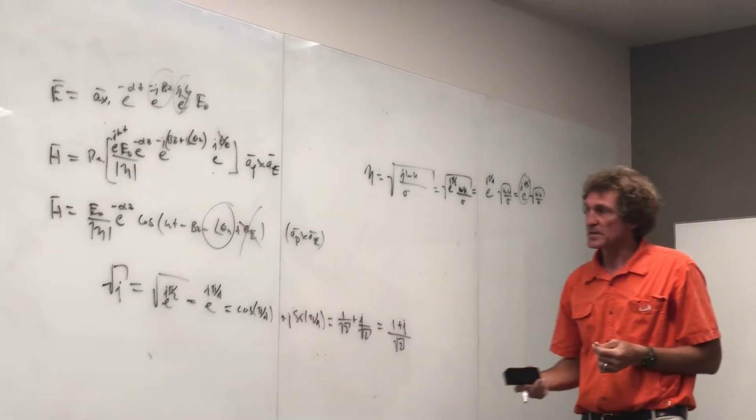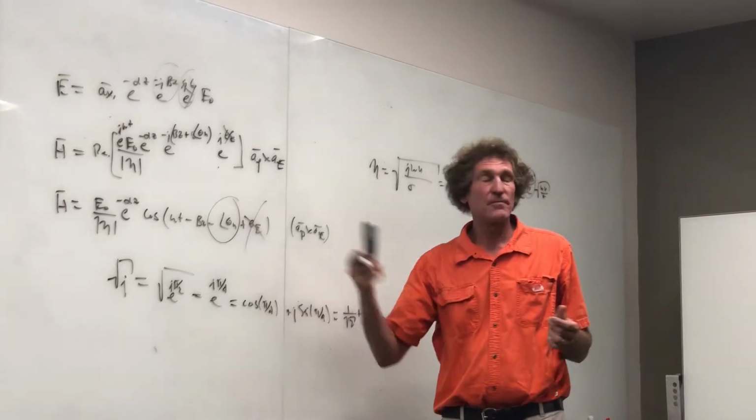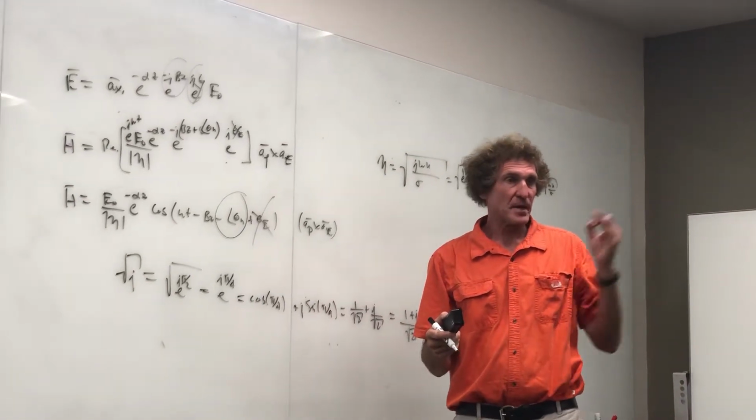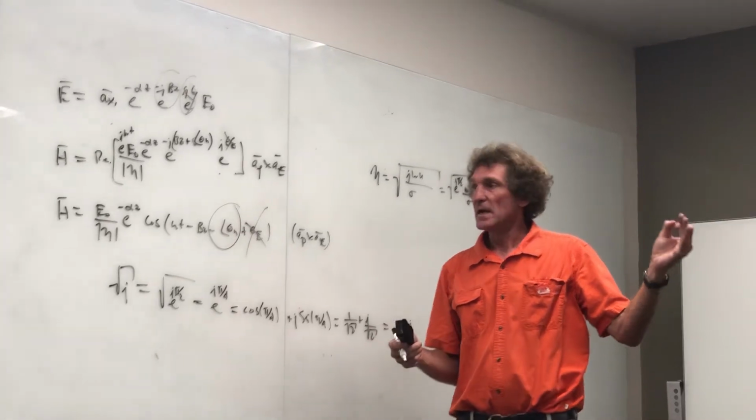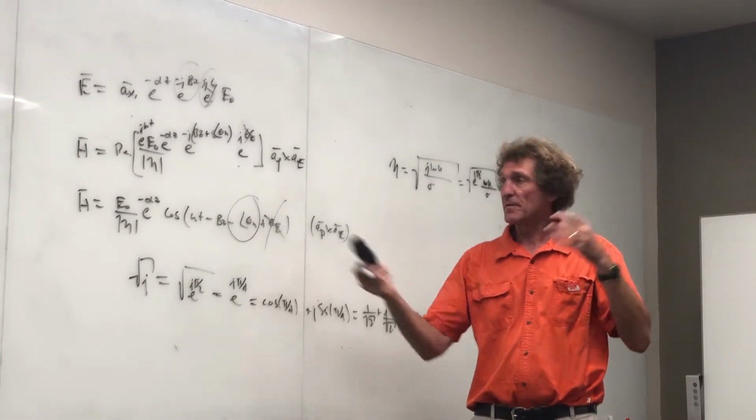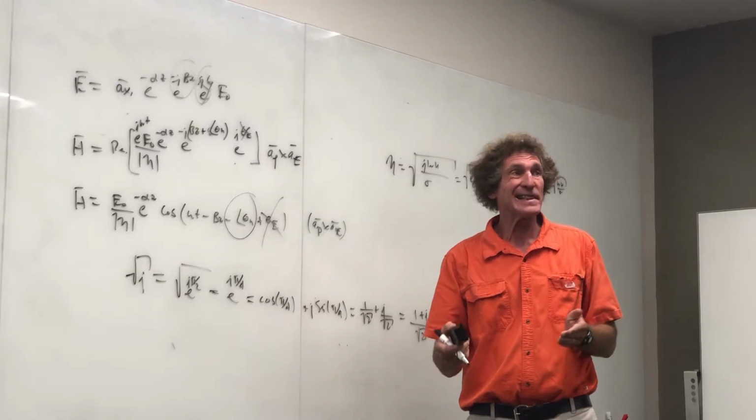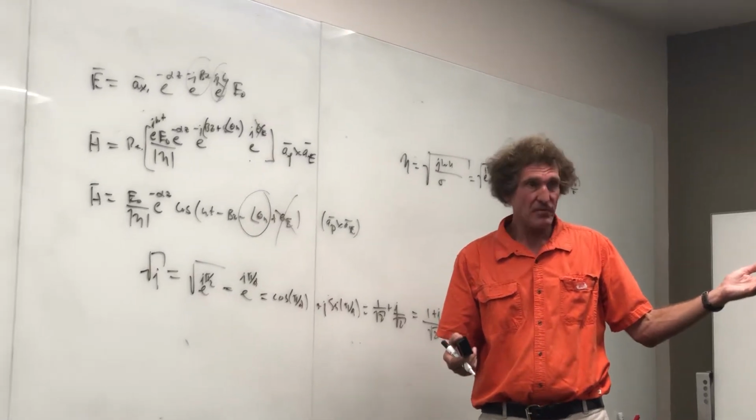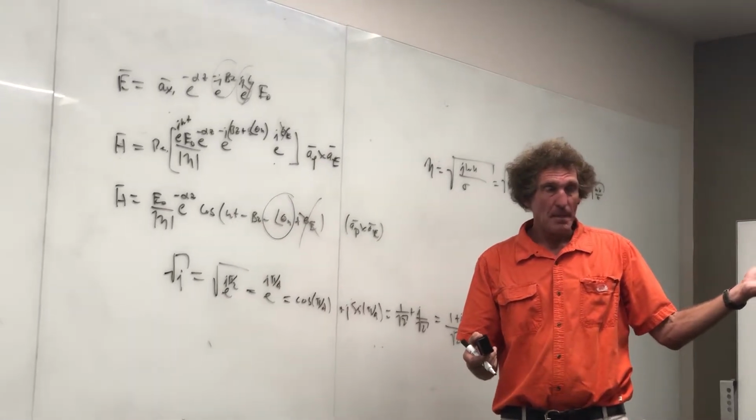So this phase difference here will never be beyond 45 degrees with respect to the phase of the actual E field. And consequently, if you have the H field, the E field can only lead by 45 degrees. It can never lead by more than 45.